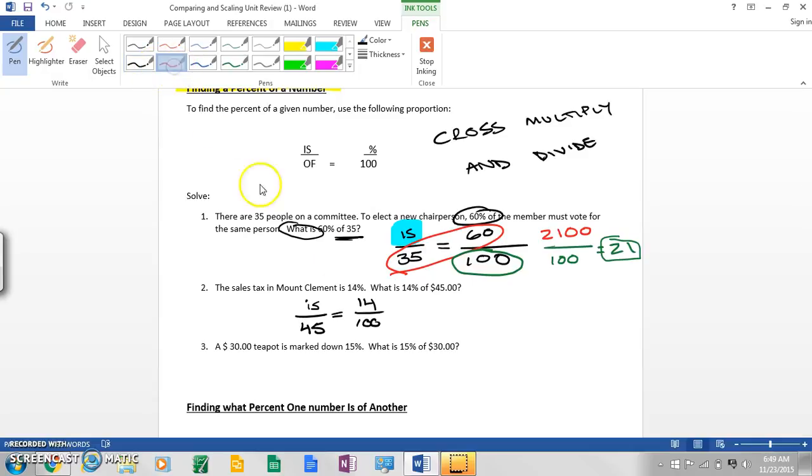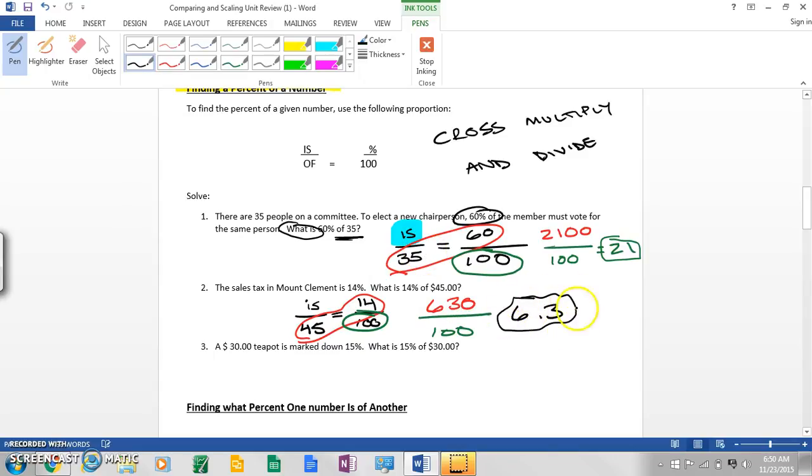Let's cross multiply and divide again. I'm going to multiply first 45 times 14. When I multiply 45 times 14, I get 630. And then I divide by what's left. I divide by 100. 630 divided by 100 is going to give me 6.3. My answer there.